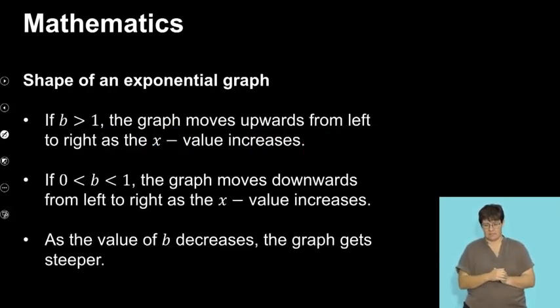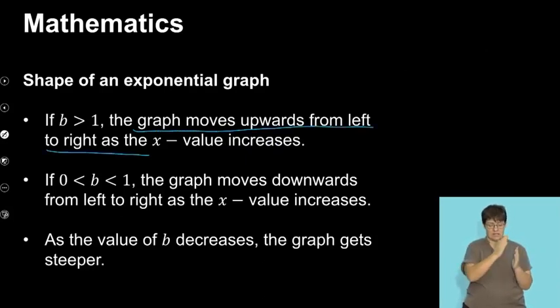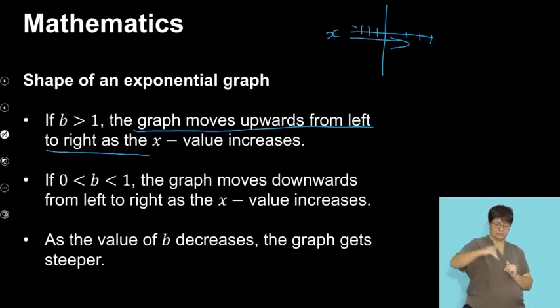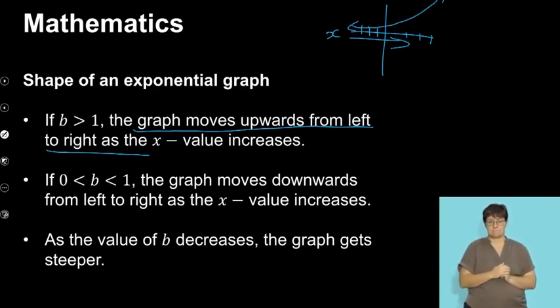Now, to be particular with this, if b is greater than 0, we say that the graph moves upwards from left to right as the x value increases. In simple terms, guys, as you are moving from left to right with the x, you're starting from the negative side and going to the positive side. So clearly the x value is increasing. And this graph is moving upwards, so it will be something like that.